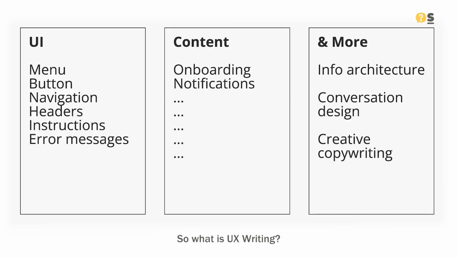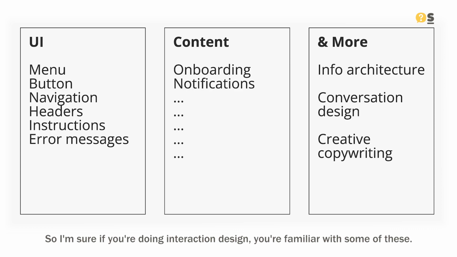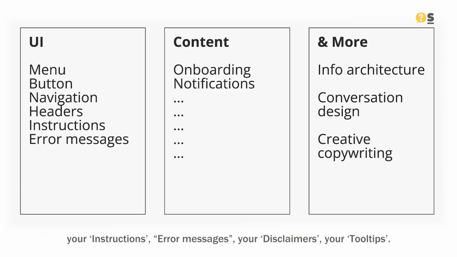So what is UX writing? Broadly speaking, there are a few things that you can put into buckets. The first one is your UI. So I'm sure if you're doing interaction design, you're familiar with some of these. Your menu, the buttons that you write, navigation, your nav bars, your headers, your instructions, error messages, your disclaimers, your tooltips. All these are labels and components you use in your design.